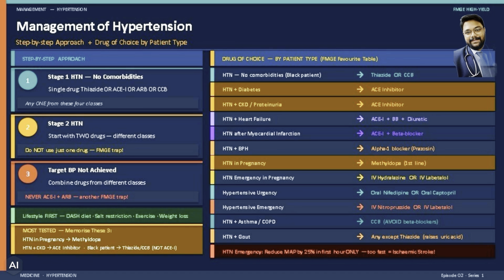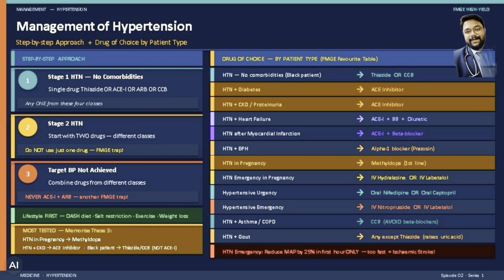Step 2. For stage 2 hypertension, start with 2 drugs from different classes. This is a very testable point. Do not start with just one drug in stage 2. Step 3. If target blood pressure is not achieved, combine drugs from different classes. Never combine ACE inhibitor with ARB. This is another FMGE trap.